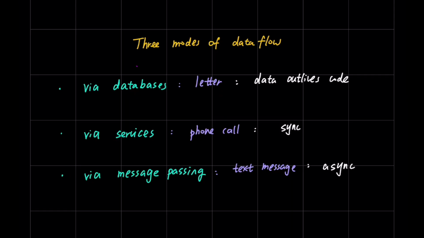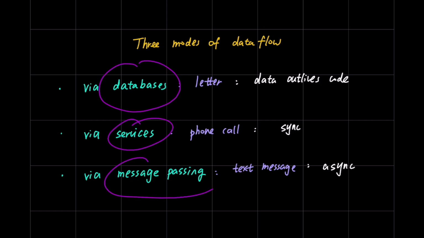Essentially, there are 3 modes: databases, services, and message passing. They differ from each other in terms of how long the data lives and how asynchronous or synchronous the process is. So for databases, when a service interacts with databases, the read requests and write requests are oftentimes individual requests. The read and write are separate.